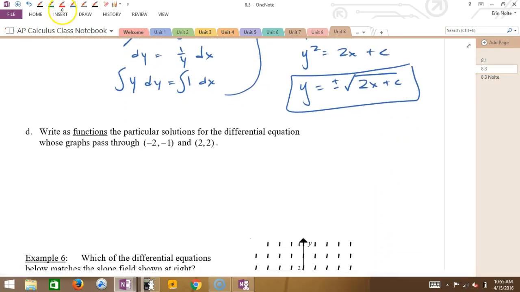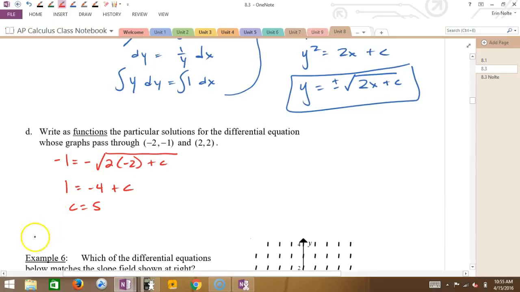Okay, so let's go ahead and find the actual equation. Starting at -2, -1, I would have -1. So which scenario am I using? Am I using the positive square root or the negative square root? Good, so negative. So I'm going to plug -2 into the x for my point. The negatives cancel, I square both sides, and I basically get 1 equals -4 plus c. So my c value is 5. So at -2, -1, my equation is y equals -the square root of 2x plus 5.